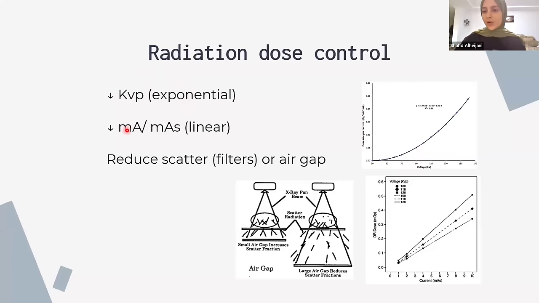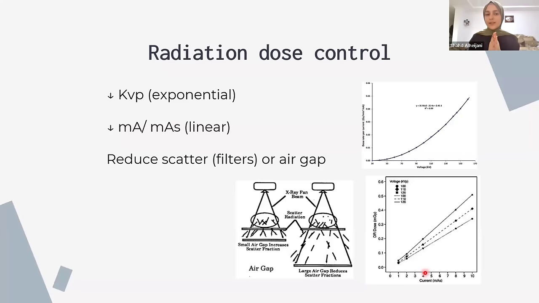Meanwhile, for MA or the current, we said MA is basically the amount of electrons going across the tube and reaching the body. So here, this is a linear relationship. Doubling the current will give you only double the dose.